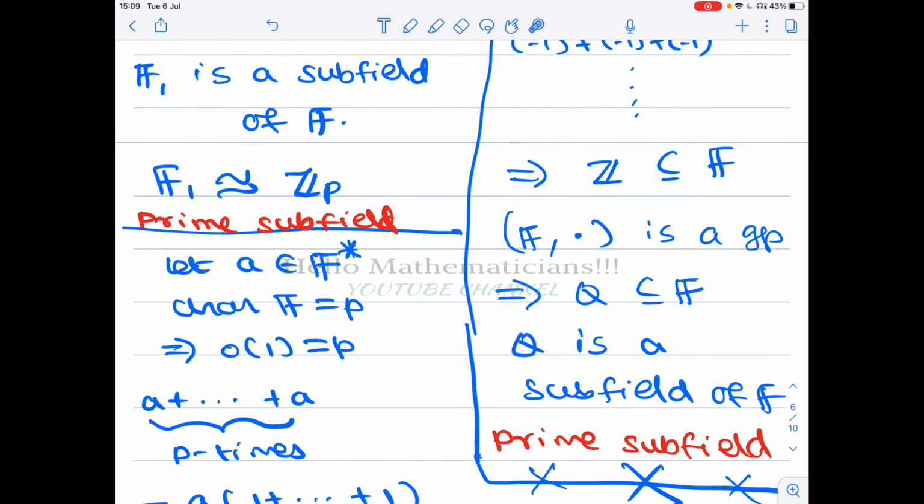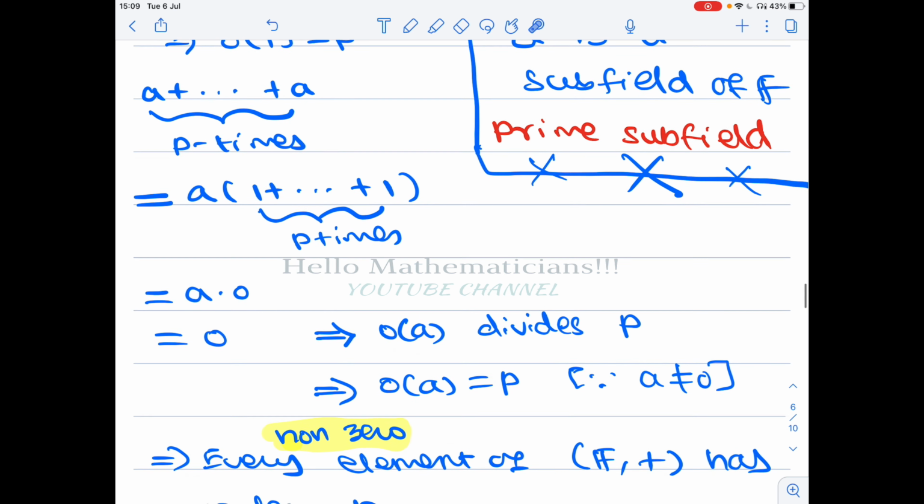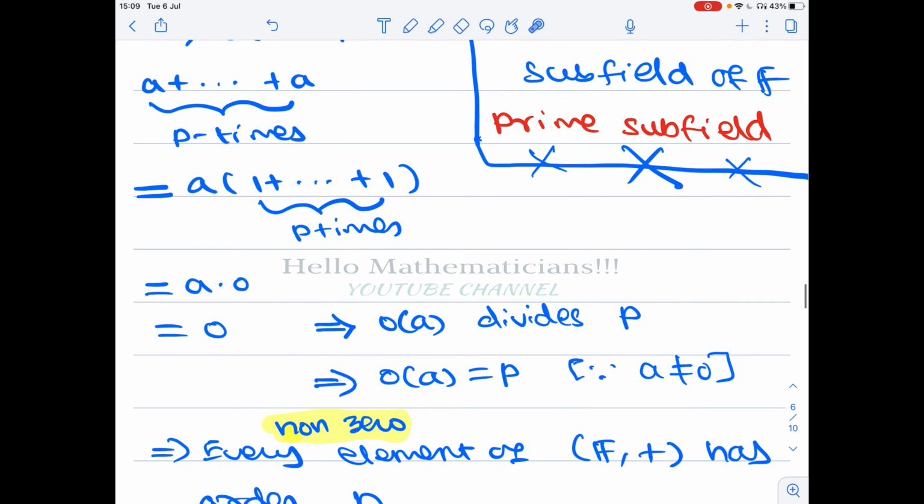That is a very important thing. If the characteristic is finite, you will have Zp. If the characteristic is 0, you get Q as a subfield. So prime subfields are very important. You can see some problems related to prime subfields in the CSIR problems. So let's continue.